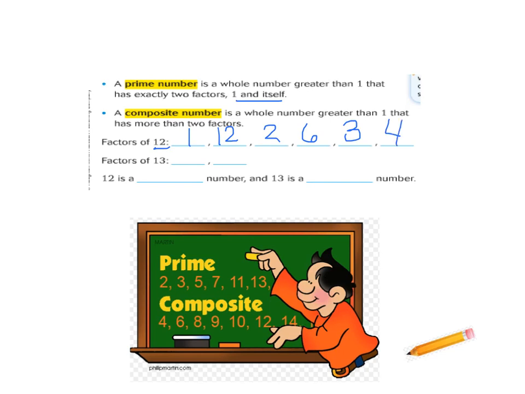But when I think of factors of 13, the only numbers I can put together are 1 and 13. So I can say that 12 is a composite number because it has more than two factors. 13, however, is a prime number because the only factors are 1 and itself. Let's try these in a couple of different examples.